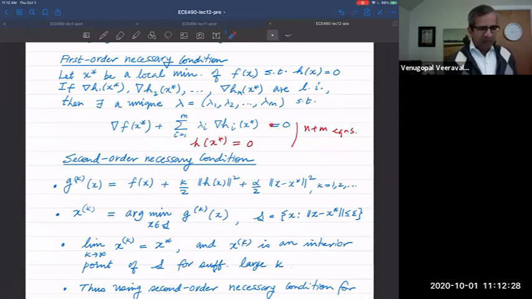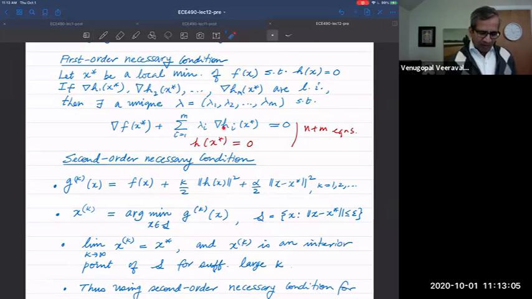When might that happen? One example, just based on what you know from your linear algebra class. Now this first equation is already linear in lambda. But what if the constraints are linear? So this will give me m linear equations involving x star, and then I'll have n equations involving lambda, which are linear in lambda.